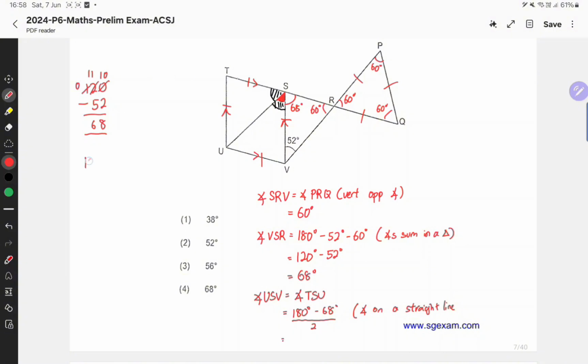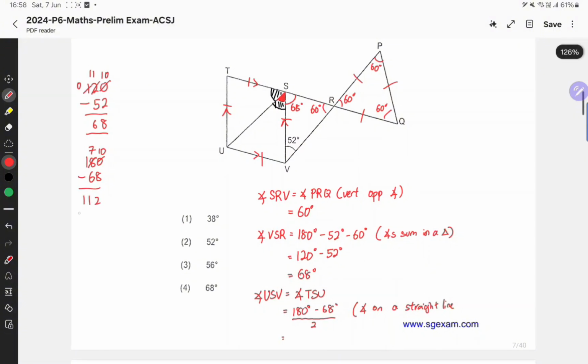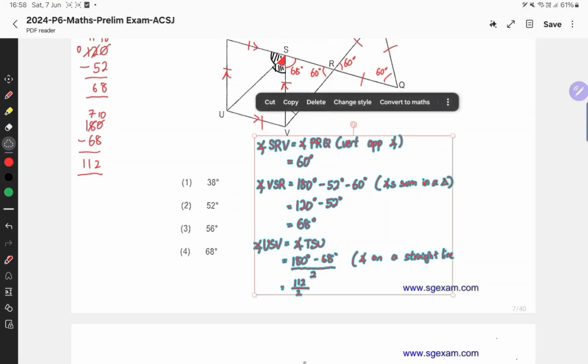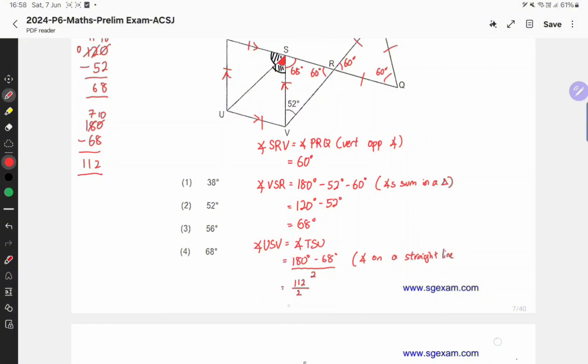So 180 minus 68. 0 minus 8 is not possible, so we borrow. Here becomes 10. 10 minus 8 is 2. 7 minus 6 is 1. And 1 minus nothing is 1. So over here is 112 divided by 2. Let me shift my working up a bit. And 112 divided by 2, we're going to do the long division method.